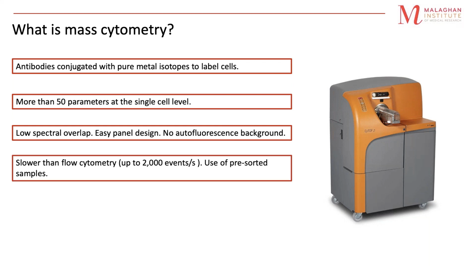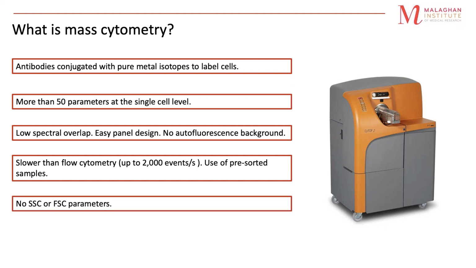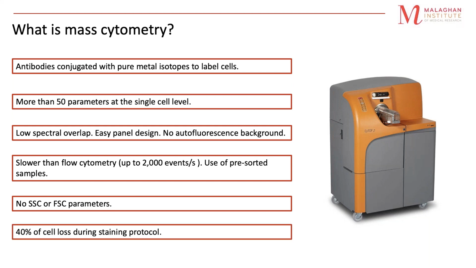However, mass cytometry is a slower technology than flow cytometry, and the speed can go up to 2,000 events per second. It will depend on the tissues you are working on, and usually it requires the use of pre-sorted samples. In the case of mass cytometry, we lose the side scatter and forward scatter parameters of the cells. And also, as the staining protocol involves lots of washing steps, 40% of the cells get lost during the staining protocol.